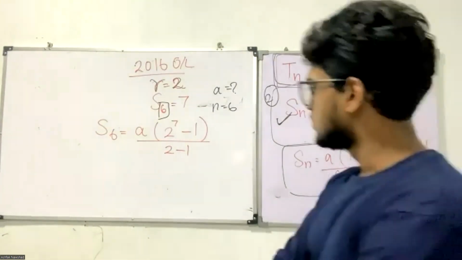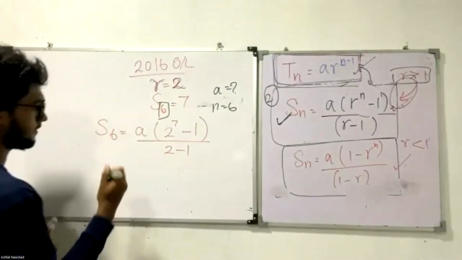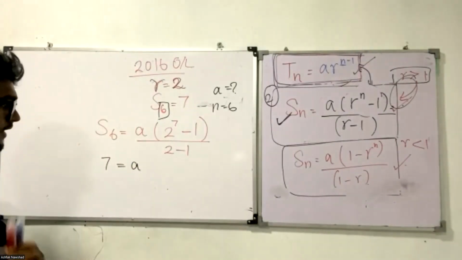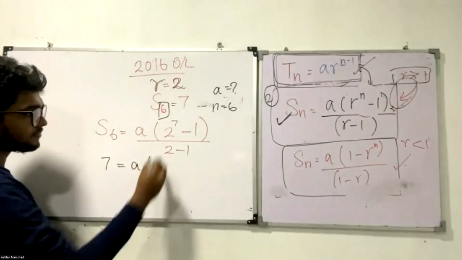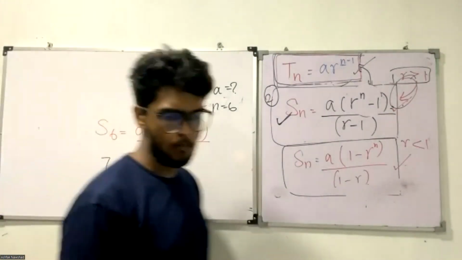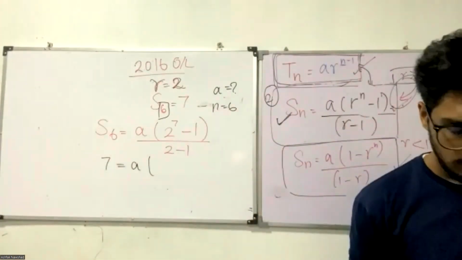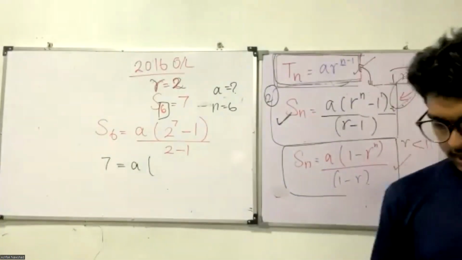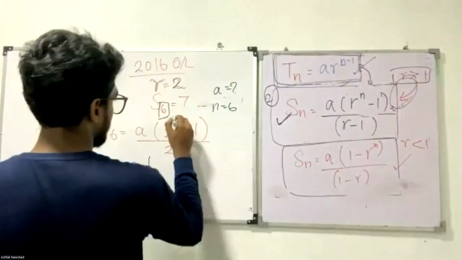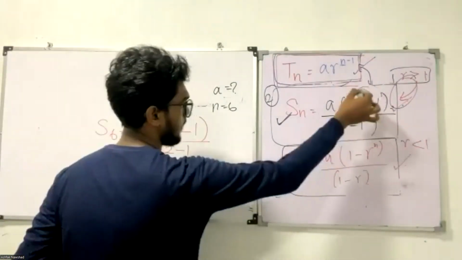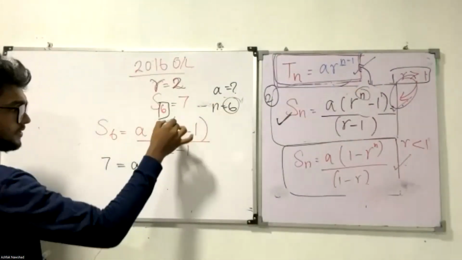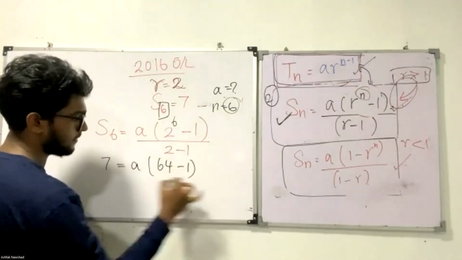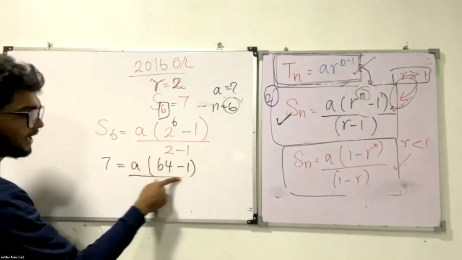Yes, correct. So we know S6 is 7, we don't know A yet, into what is 2 to the power 7? Sorry, they have given the common ratio is 2. Sorry, 2 to the power 6. N is 6 here. What is 2 to the power 6? 64. 2 to the power 6 is 64 minus 1 over 2 minus 1, here 1.